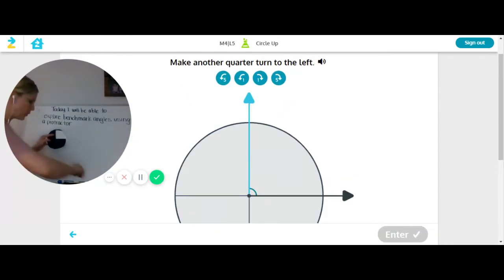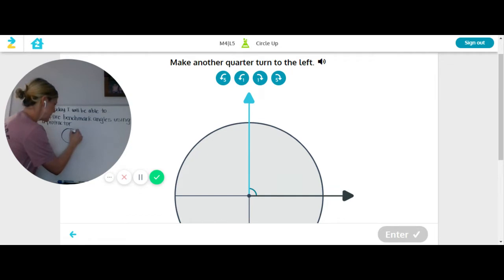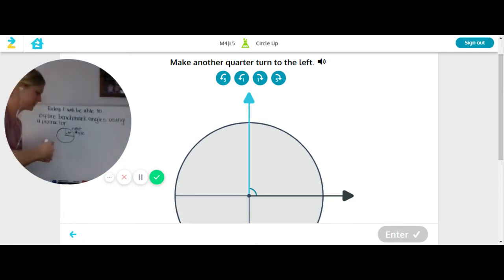So let's go ahead and record that learning in our notes today, where you have your objective written. Go ahead and draw your circle. And if we start with our radius, the center of our circle, and we go up, then right here we have a 90-degree right angle. Excellent.